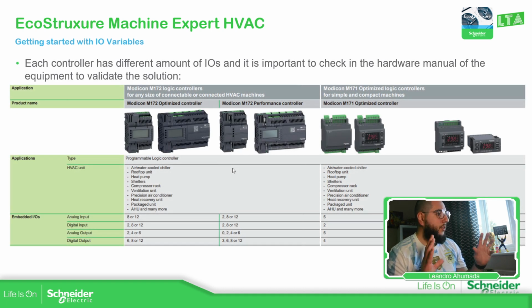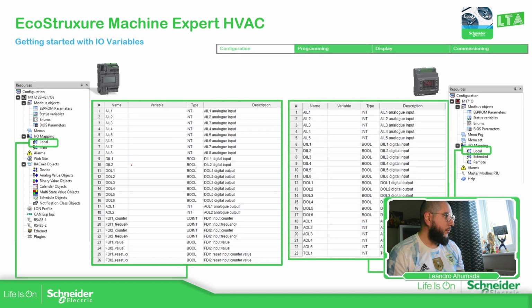The first thing that we need to know is that depending on the controller, we have a different amount of I/Os. That is something important that we need to check. So please make sure, when you are selecting the controller, to go to the instruction sheet or the catalog to see the real amount of I/Os that it has, so you don't get confused about it. Once we enter into local, the view is going to be different depending on the amount of I/Os each controller has.